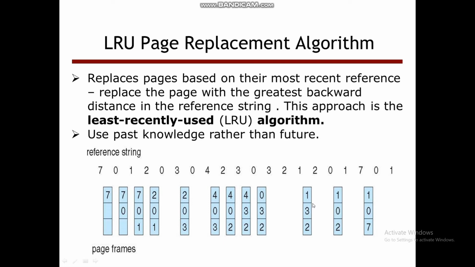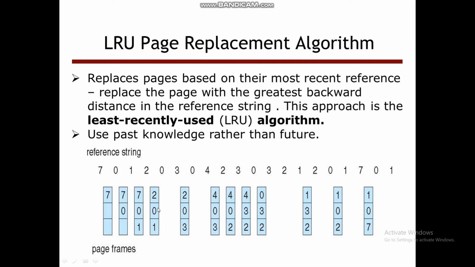It goes on like this, and when 0 is referenced here in this list, the least recently used ones, 2 and 1, are kept and 3 is replaced with a 0. When 1 is referenced, 1 is already there. There is no page fault, and it goes on till the last reference string. And we can see that in this scheme, the page fault rate is reduced.